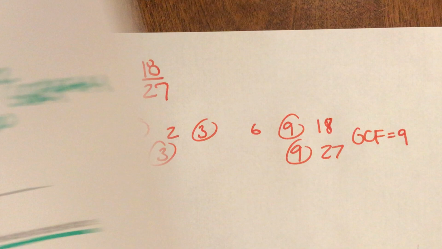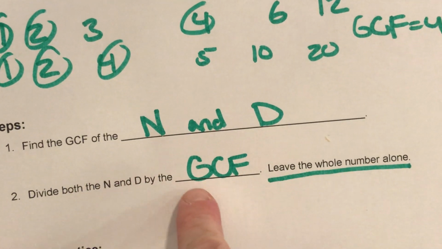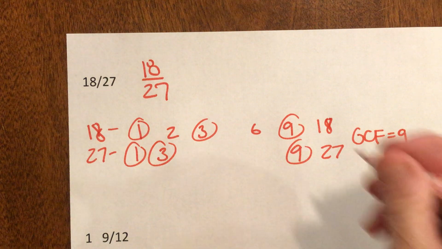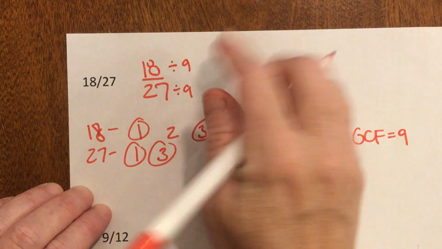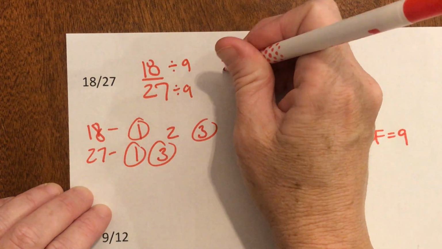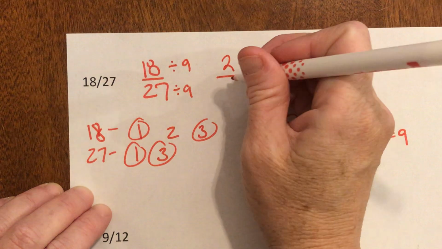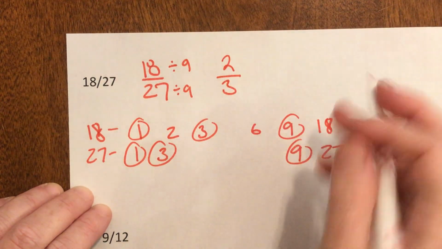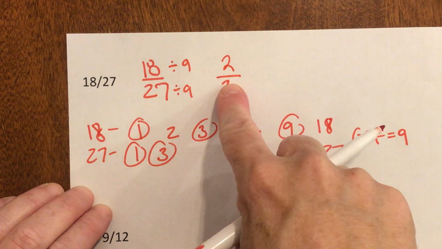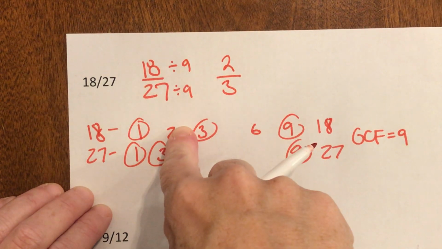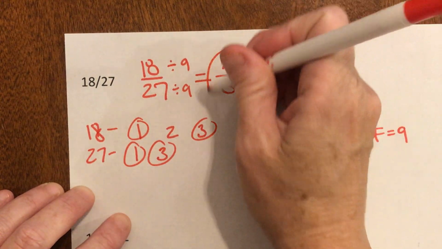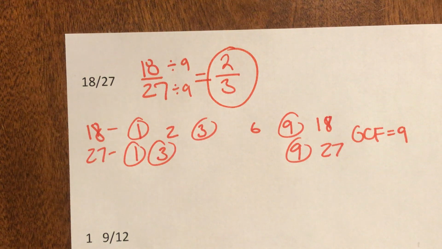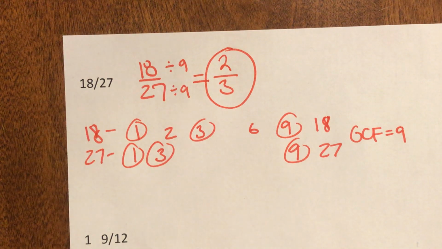So I found the GCF of them, and then it says I'm going to divide both the numerator and the denominator by the GCF. So I get 18 divided by 9 is 2. 27 divided by 9 is 3. So what I actually did is I created an equivalent fraction to 18/27. These are actually worth the exact same. This is just the simpler way to write it. So they're both worth the same. This one just shows me it in smaller terms.